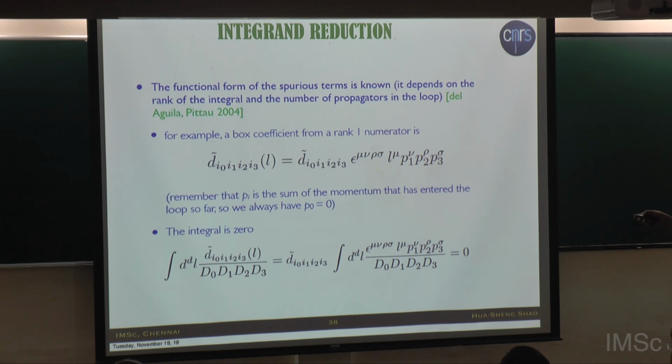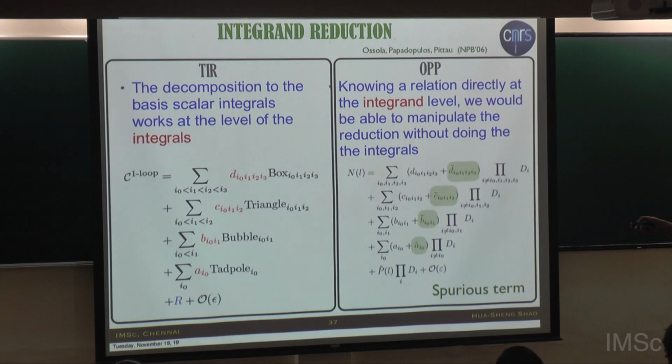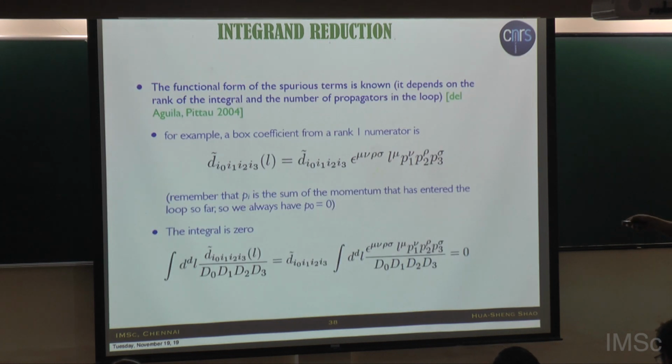So the functional form of this spurious term is known. That's a good thing. It depends on the rank of the integral and the number of propagators in the loop. This was proved in a paper in 2004. One example is the box contribution. So d tilde is the spurious term at the integrand level. The d is independent of the loop momentum, but d tilde depends on the loop momentum. It can be written as coefficients d tilde times Levi-Civita terms, constructed from the external momenta and the loop momentum. And if you integrate this, it's going to be 0.